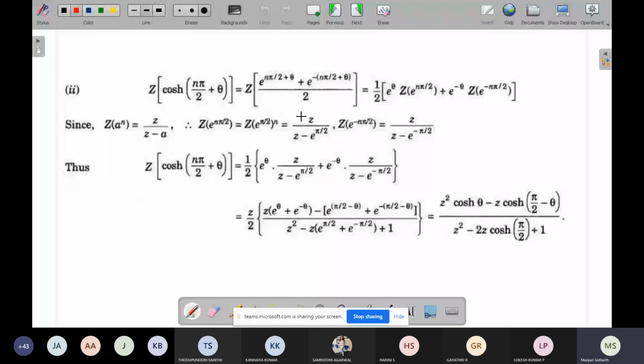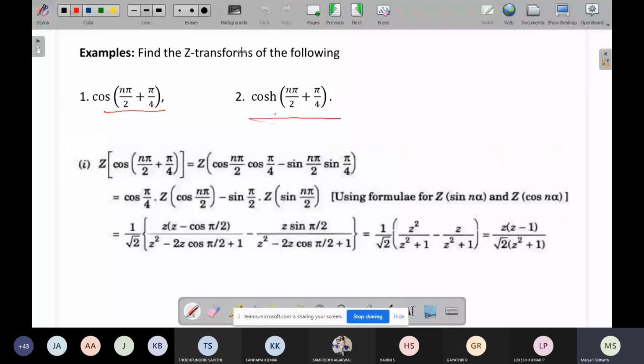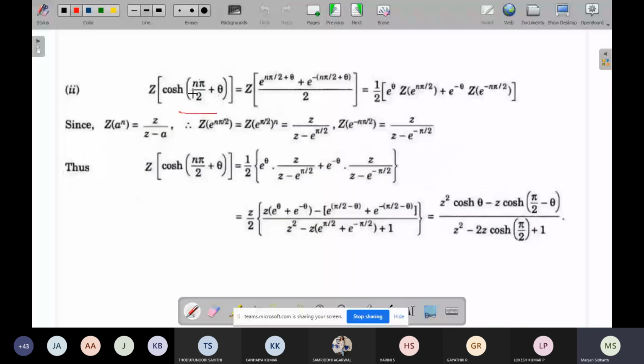See, cos hyperbolic (n pi by 2 plus theta). Theta here is given as pi by 4. So consider this as theta. Exponential of (n pi by 2 plus theta) means the whole of this: e power theta plus e power minus theta divided by 2. That means this will be treated as constant, take it outside, and take z transform of this, z transform of this. Now whatever you want to use, you can use.